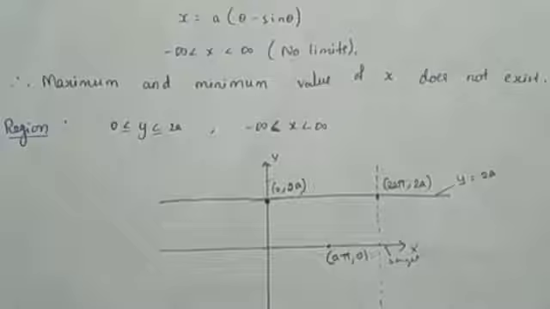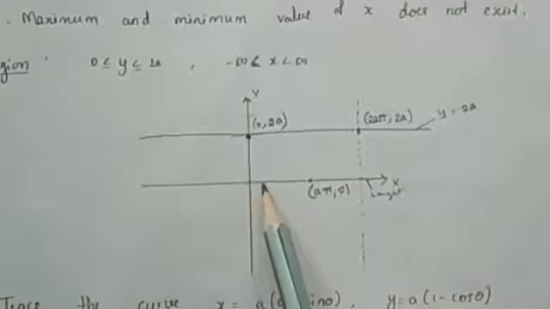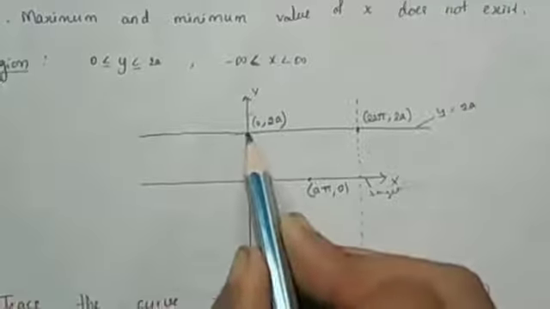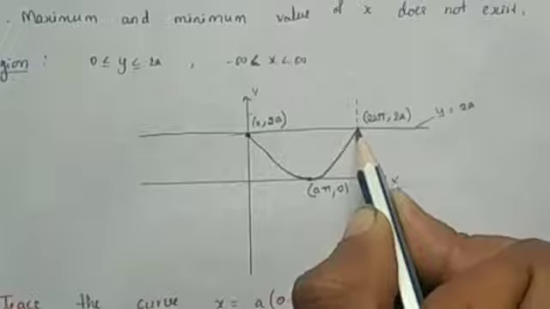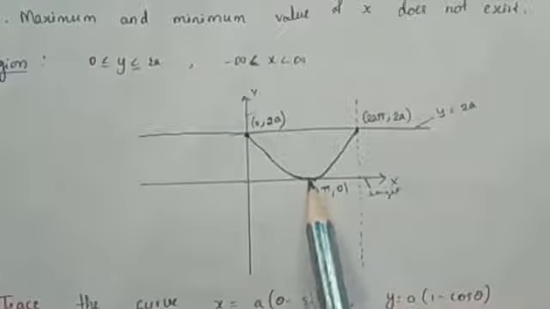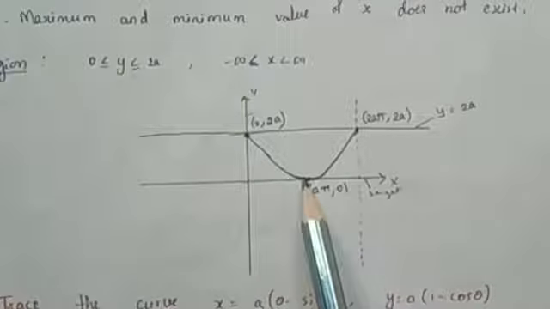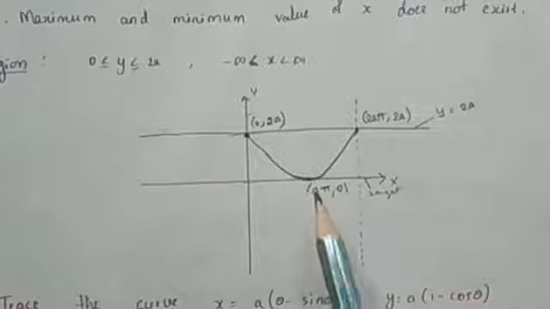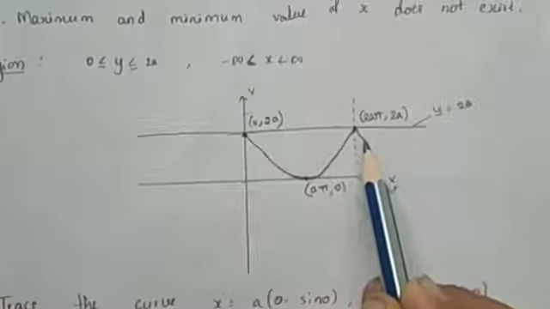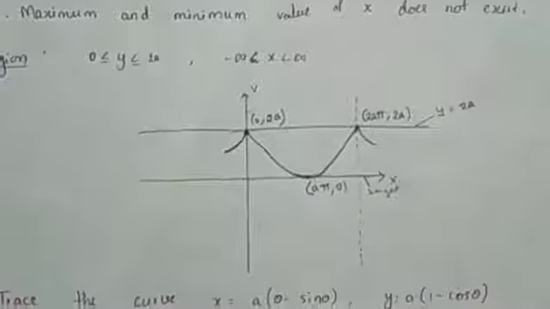Next we want to trace the curve. The curve does not pass through the origin, so we draw the curve like this. This is a tangent. The x-axis is the tangent, so the curve touches the x-axis. And the curve continues, so the curve goes like this.